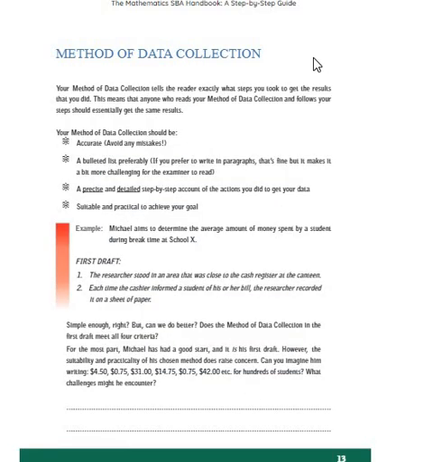Your method of data collection tells the reader exactly what steps you took to get the results that you did. This means that anyone who reads your method of data collection and follows your steps should essentially get the same results. Your method of data collection should be, 1. Accurate. In other words, you want to avoid any mistakes. 2. A bulleted list, preferably. If you prefer to write in paragraphs, sure, do it. That's fine. But it makes it a bit more challenging for the examiner to read.